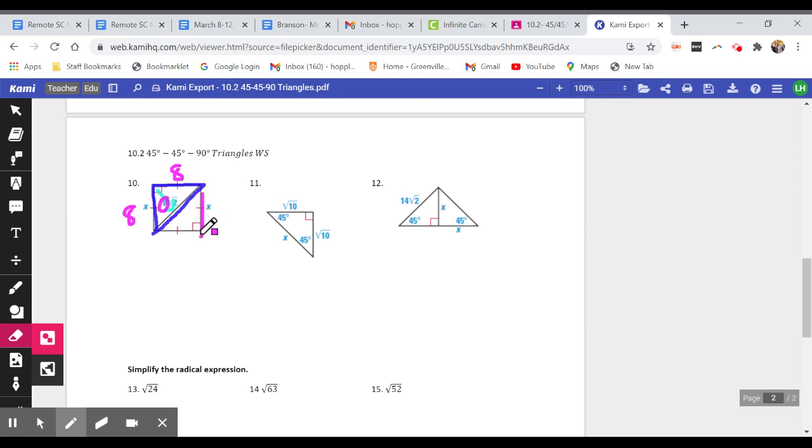Now, if I look at this triangle here, it has the same hypotenuse. Looking at the side directly across from the right angle, it's still marked as that 8 root 2, so I also know that that is 8.